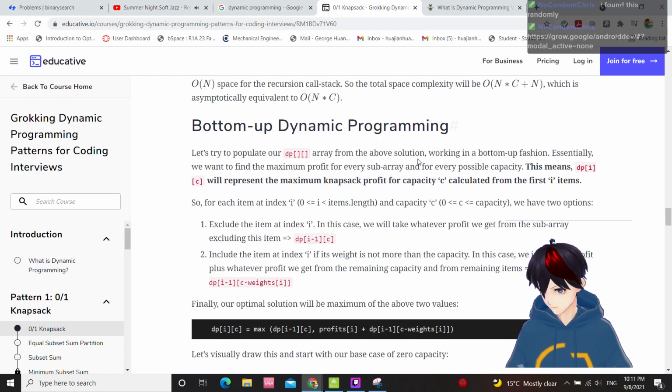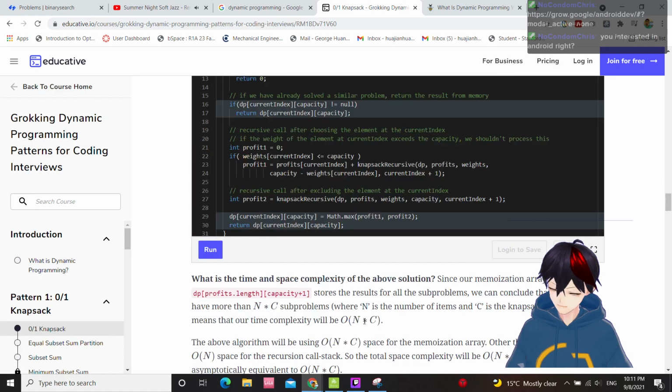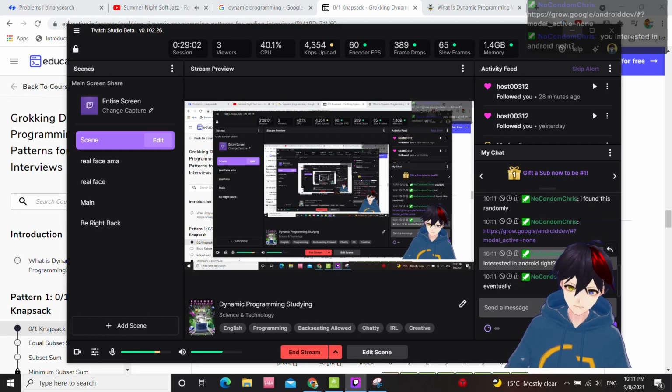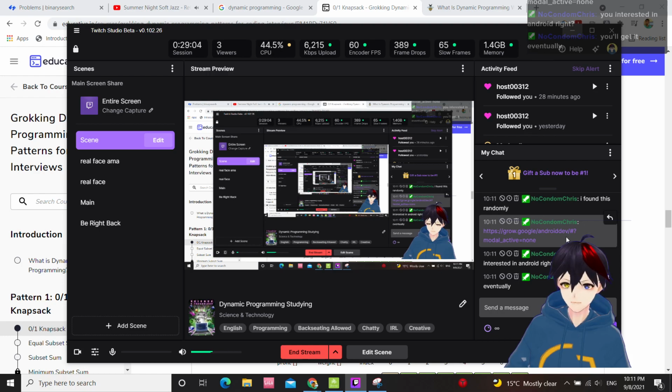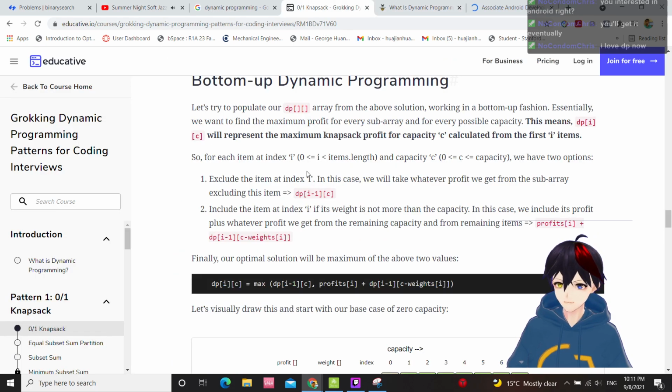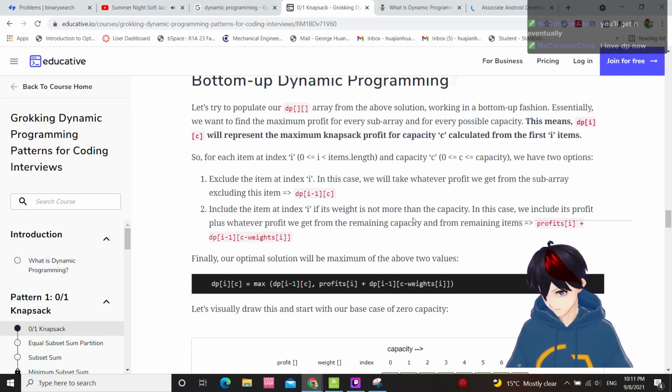Top to bottom, I think we understood that one. Now we need to look at bottom up. I don't think it's a hard thing, you're just not used to it just yet. I think I'm used to top to bottom, but not bottom up.